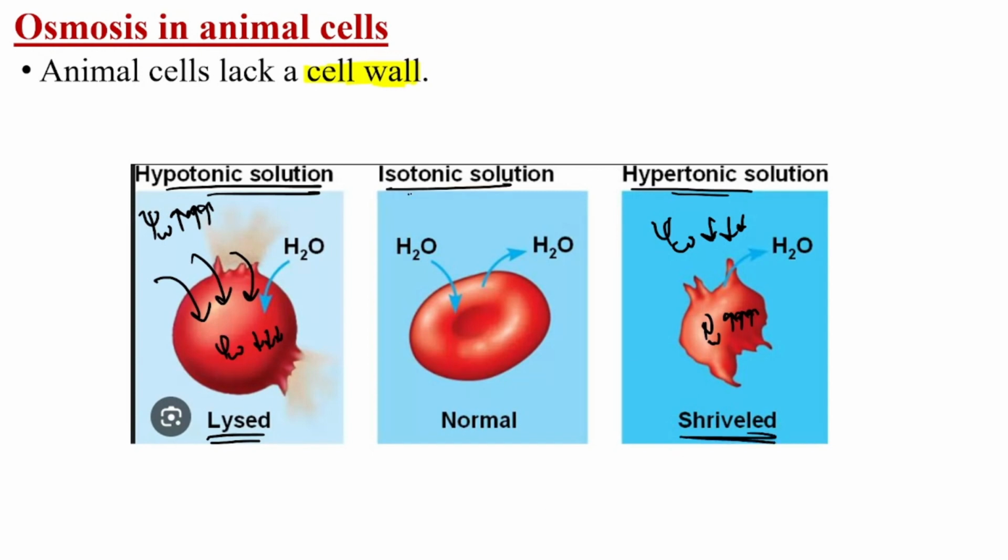Now this is isotonic, where I said there will be no net movement. See, the amount of water that is getting inside is equal to the amount of water that is moving outside. So such a type of solution is isotonic. Important point to remember is, in case of animal cells, when the cells are placed in hypotonic solutions, they break or they lyse.